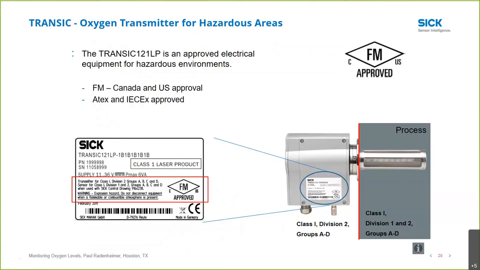I would like to point out that the transmitter is area classified in Canada and in the US. It also has ATEX certifications. In the US, we are FM approved. It meets Class 1 Division 2 on the electronics enclosure, groups A, B, C, and D. And inside the process, the laser itself is non-incendiary. So it is Class 1 Division 1 or Division 2, groups A, B, C, and D. The FM approval is tagged on every analyzer.